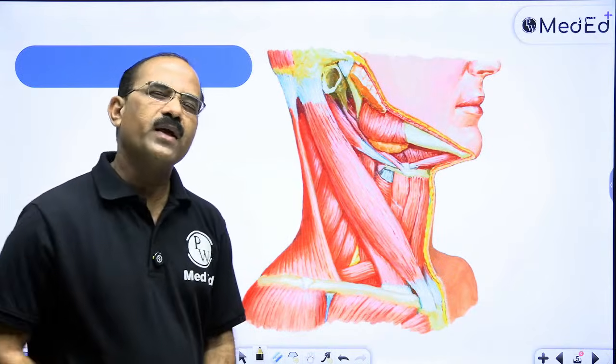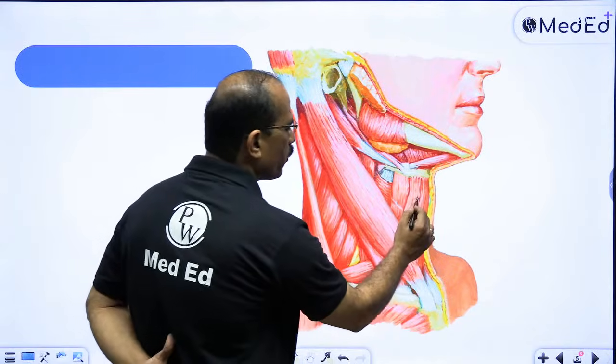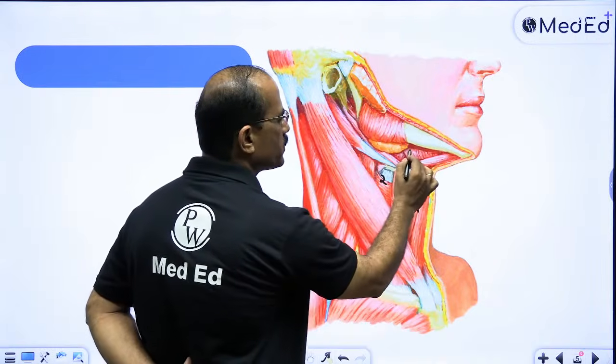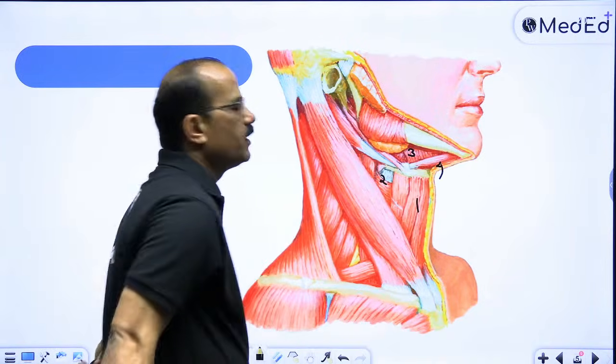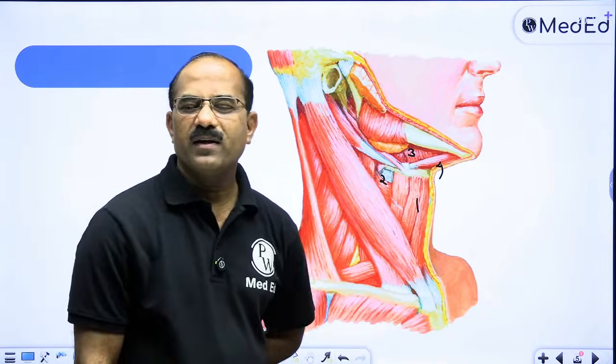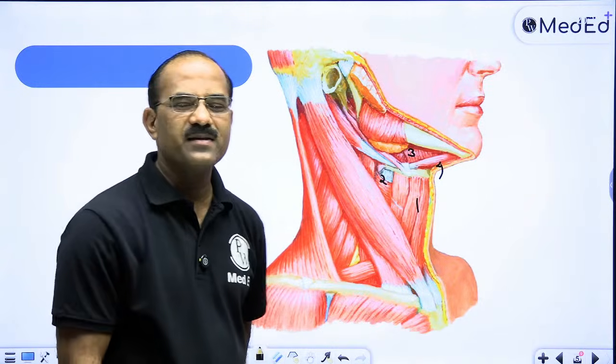Fine. Now tell me the names of the triangles. This is triangle number 1. This is triangle number 2. This is 3, and this is 4. What is this triangle number 1? That's the muscular triangle. You can see these muscles here.